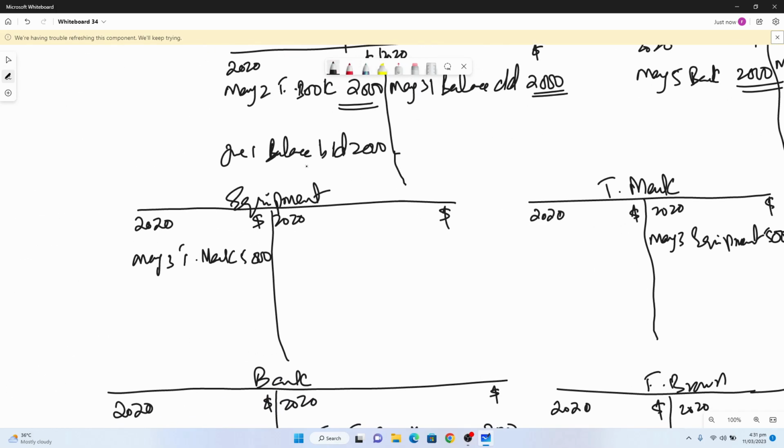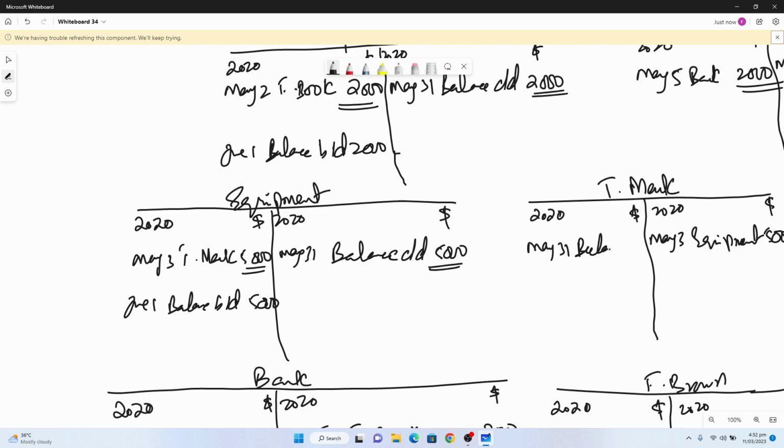Then the equipment T account, again I'll start with that. May 31st, we need 5,000 on the credit side in order to balance the T account. So I'll write it down like this. June 1st balance BD and 5,000. Then we have May 31st balance CD. We'll write it down like this. June 1st balance BD, I write it down like this.